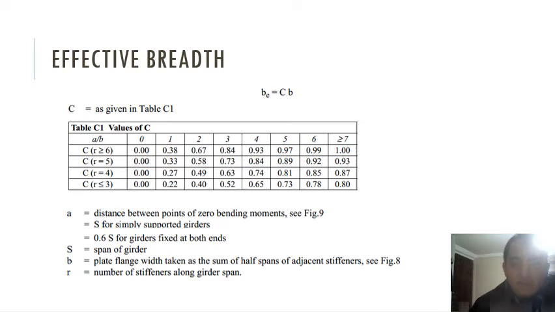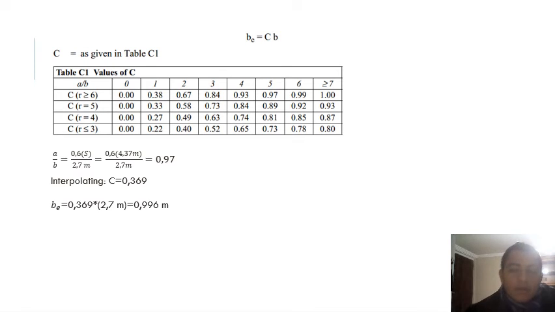To estimate the effective breadth, we define these parameters according to the beam flange dimensions. Interpolating table C1 for the values of C, we obtain an effective breadth of 0.996 meters, which is 37% of the real dimension of the beam.